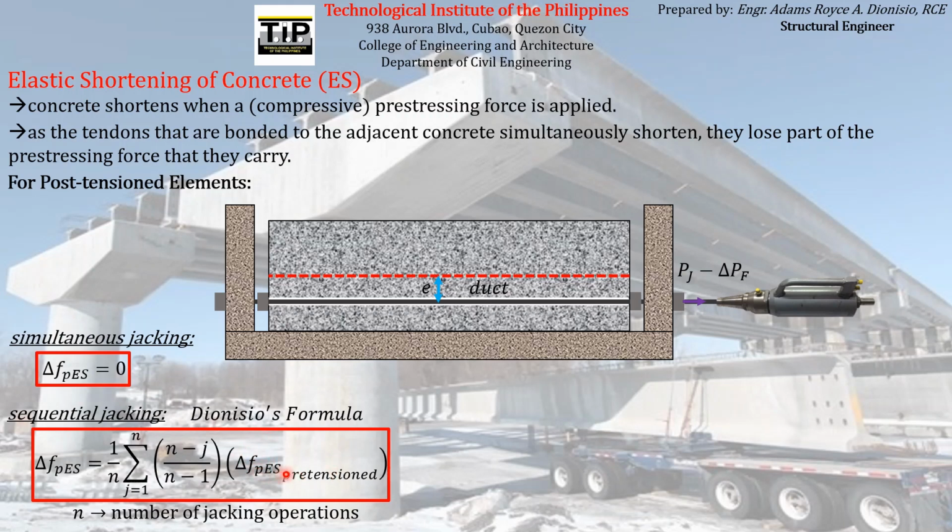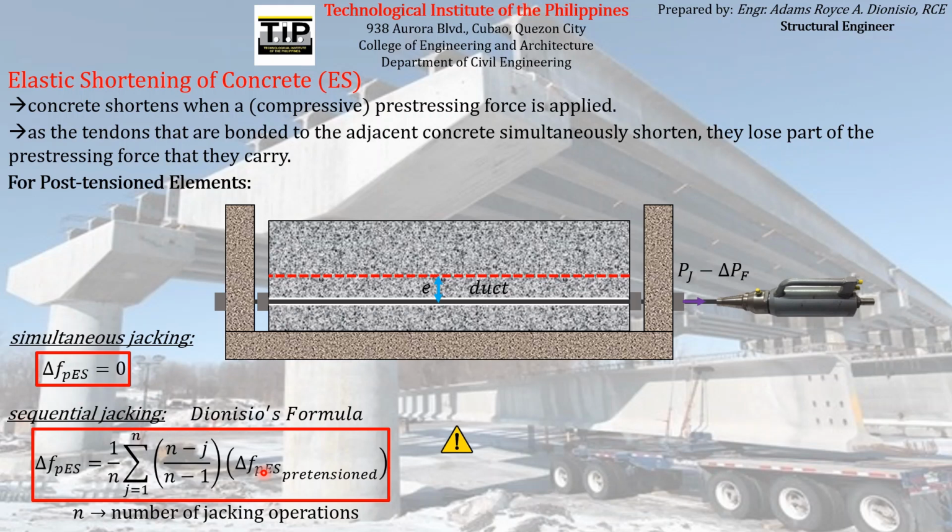And take note of the existence of this term here. This is the pre-stress loss due to the elastic shortening of concrete for the case of pretension elements. So you can see here that the magnitude of the pre-stress loss due to elastic shortening of concrete for post-tension elements is dependent on the pre-stress loss due to elastic shortening of concrete for pretension elements. So you cannot solve for this magnitude for post-tension elements if you did not first solve for the pre-stress loss due to elastic shortening for the case of pretension elements.